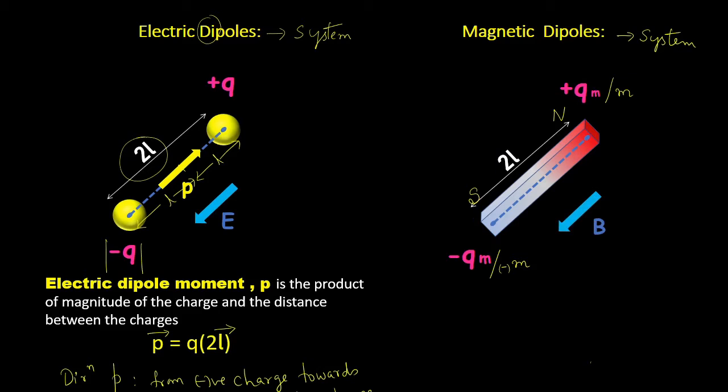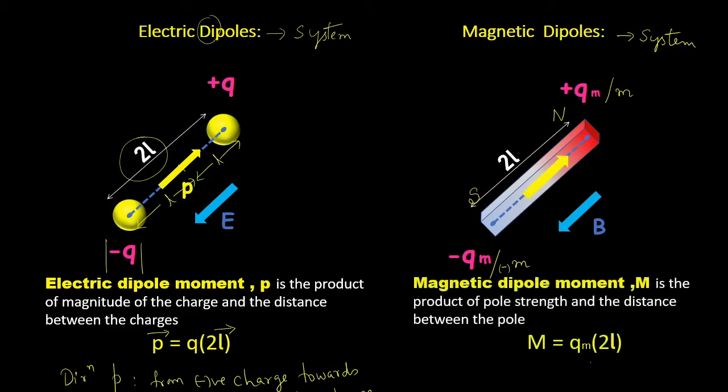And just like the electric dipole, every magnetic dipole will have a special property which characterizes the dipole, and that is called the dipole moment, which is represented as capital M in this particular case.